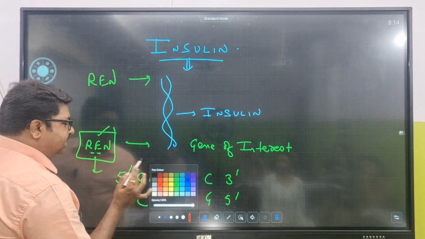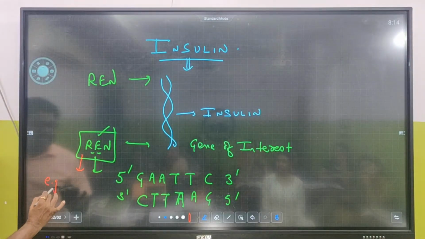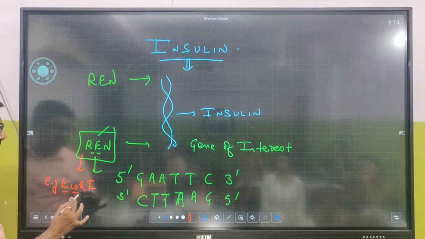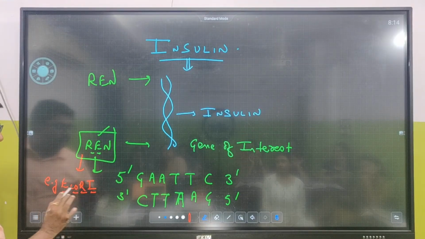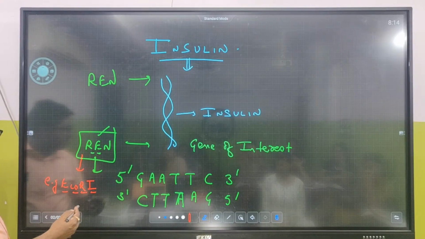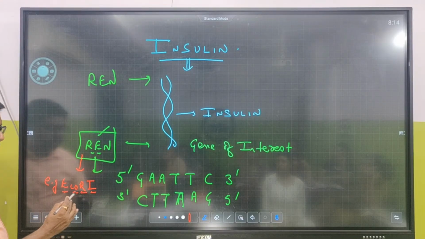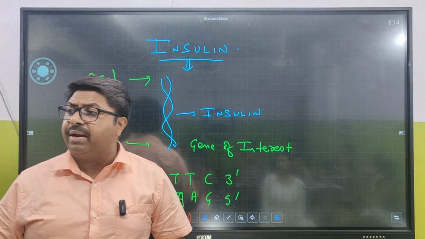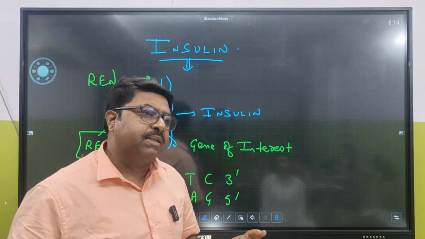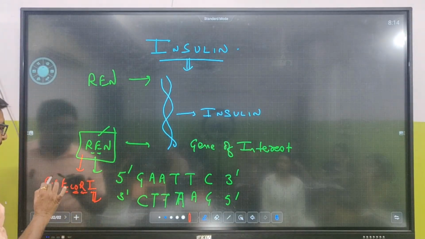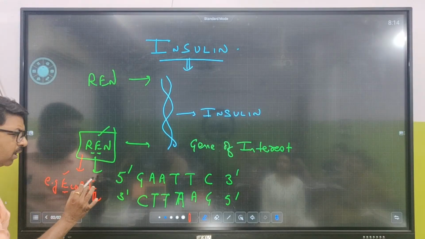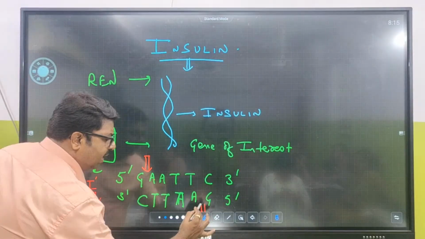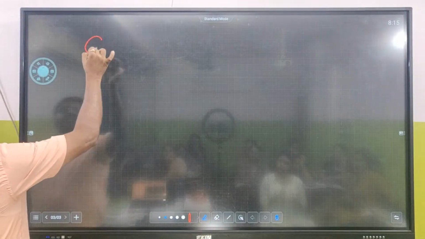One example of a REN is EcoRI, from Escherichia coli RY13. I think we have talked about how to name it. E for Escherichia, CO for coli, R for the type of strain called RY13. And one means it is the first isolated enzyme from this bacteria. This EcoRI can cut DNA in between G and A, and can make sticky ends.